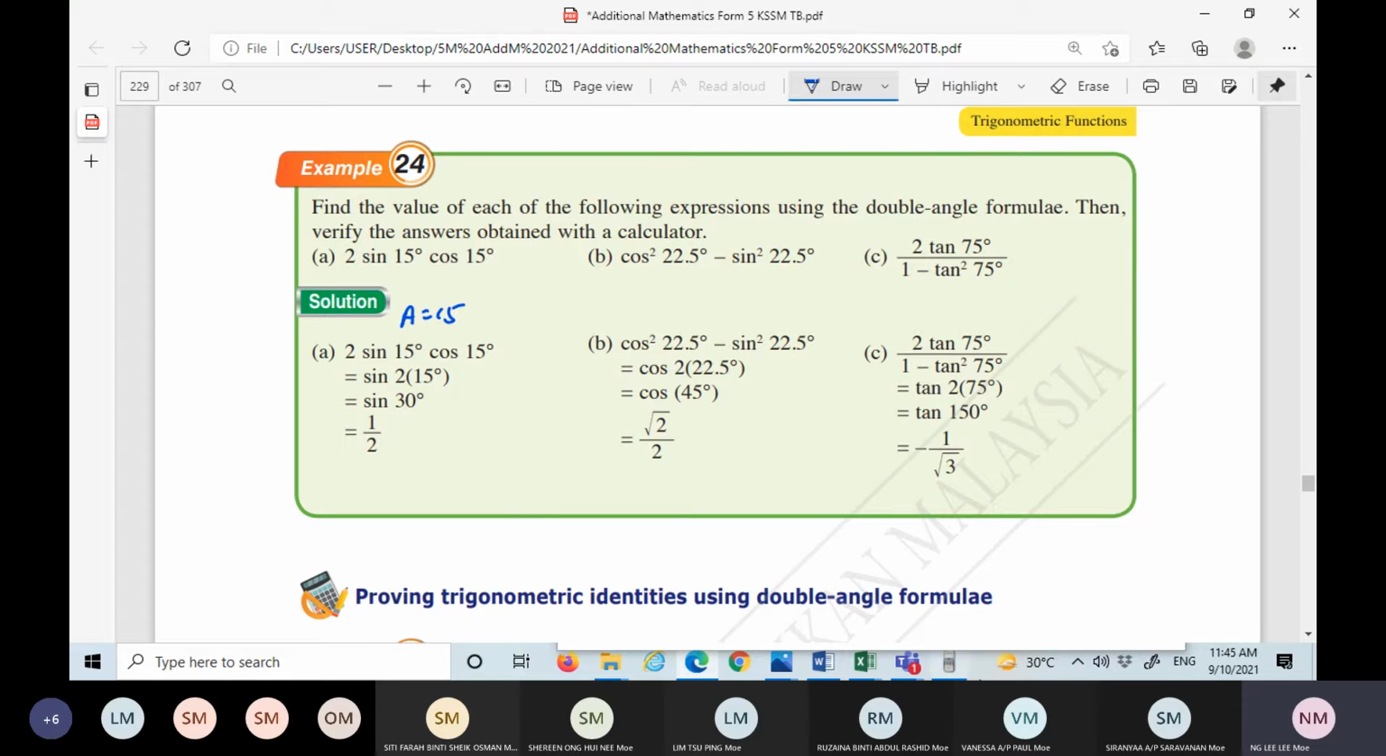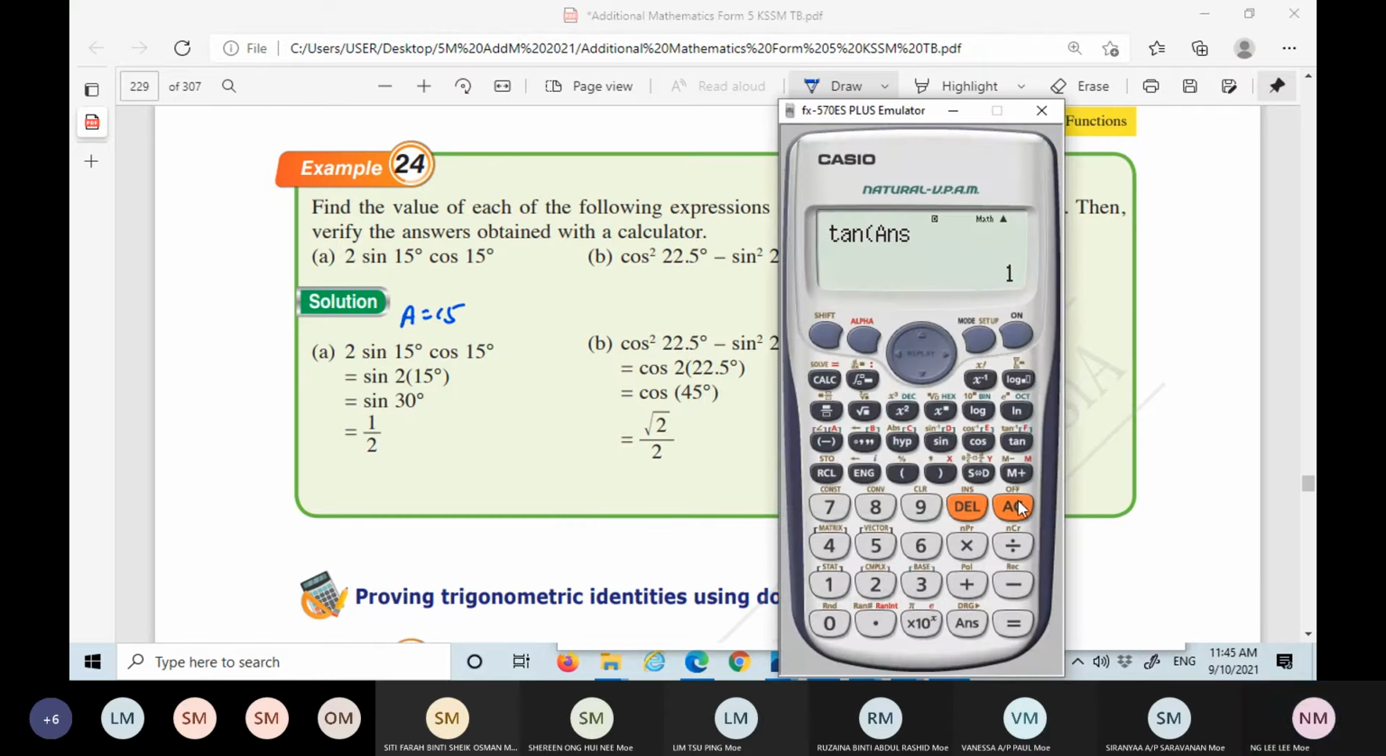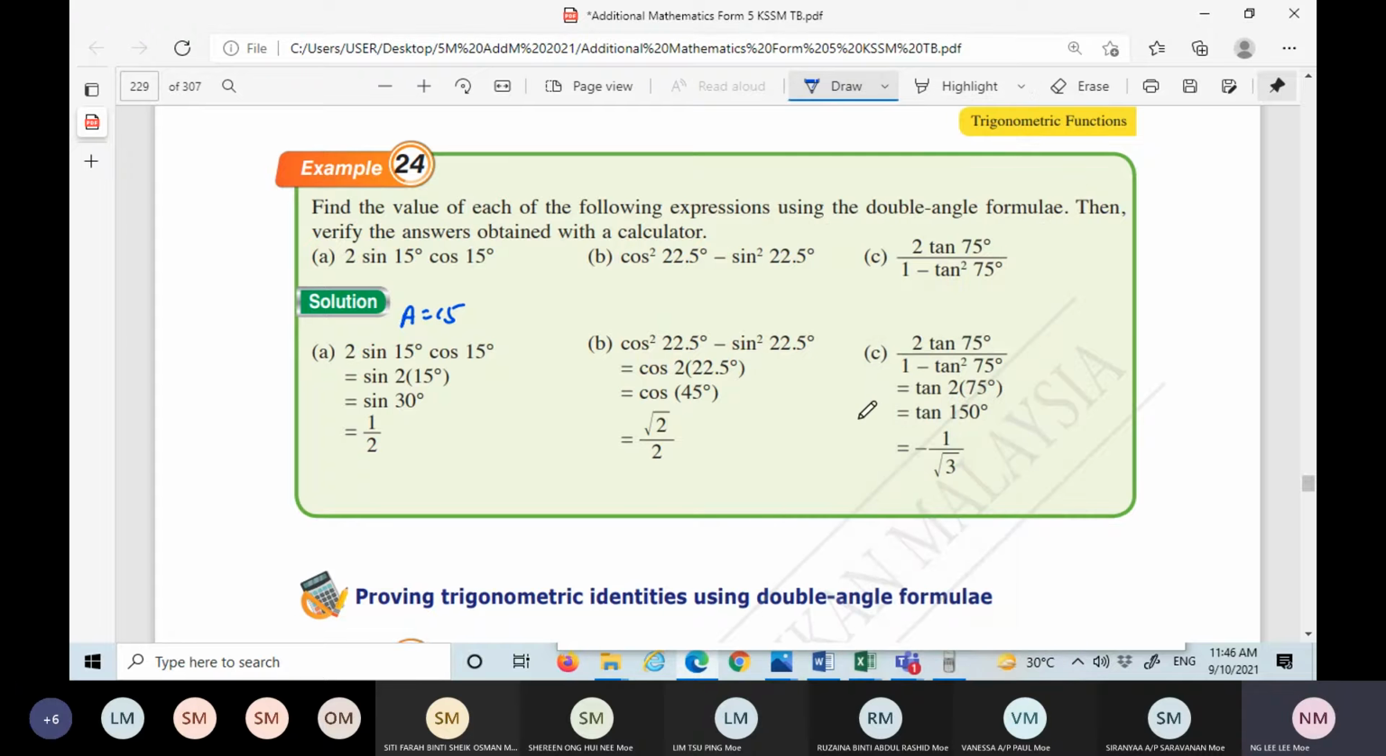Now, how to verify by using a calculator? You just type 2 times sine 15 times cos 15. Better put brackets. Cos 15, equal. So you see, same answer. This is how you use the calculator to verify. Okay, so I continue.